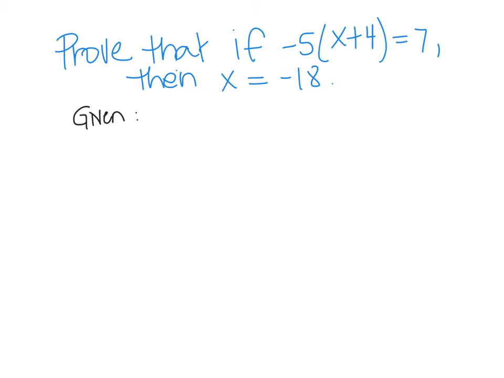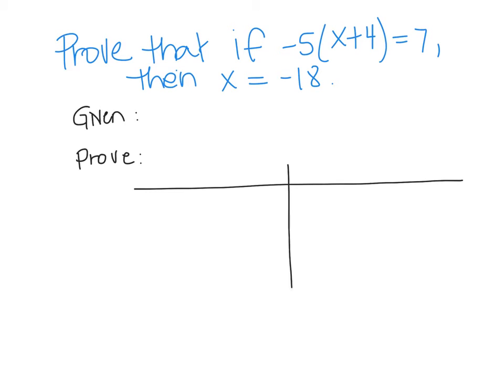And then we're going to be told what to prove. Then we're going to make 2 columns. One of them is going to be called the statements column, and one of them is going to be called the reasons. So this is how we will set up our proofs. All right, so the given information is your if information, the stuff in the if part of the thing. So the given is this, if this is true.